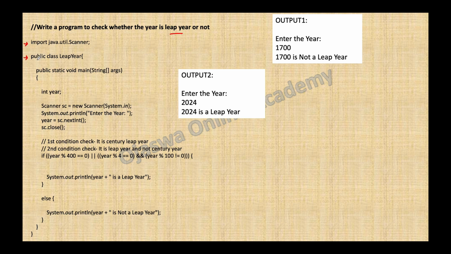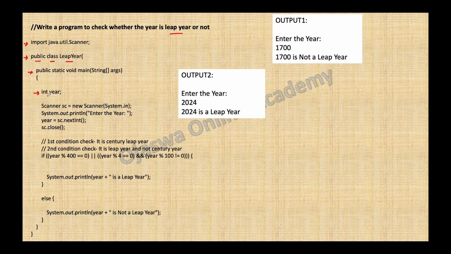Next is the class definition. Public. Public keyword denotes that your class can be accessible outside your package, anywhere in the system. Class keyword followed with a class name. Our class name is LeapYear. We have defined main method, public static void main. It takes string array as a parameter. Main method is the entry point for every core Java program.